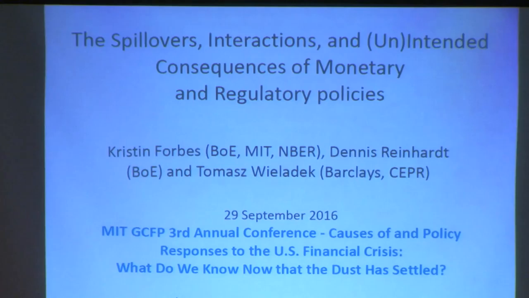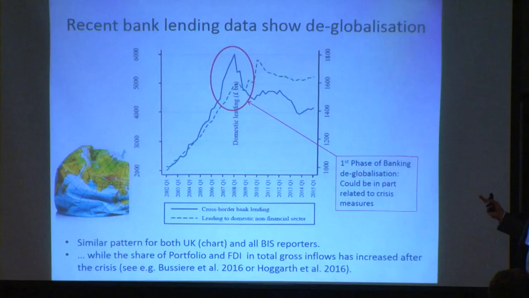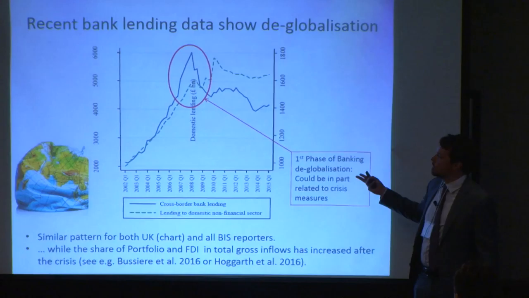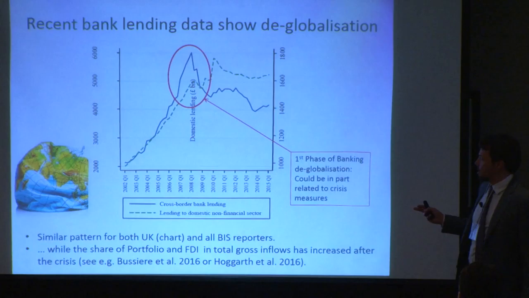So, one motivation for this paper is the pattern of deglobalization that we can see in recent bank lending data. So this chart here displays this pattern. It shows the exchange rate adjusted stock of bank lending of UK resident banks to the rest of the world. And this pattern is actually very similar to all BIS reporting banking systems, so I haven't repeated it here.